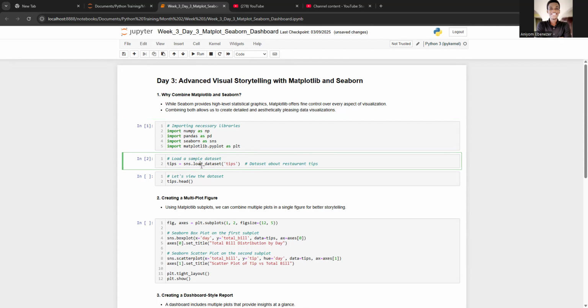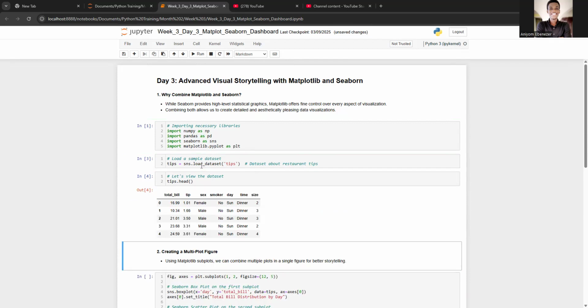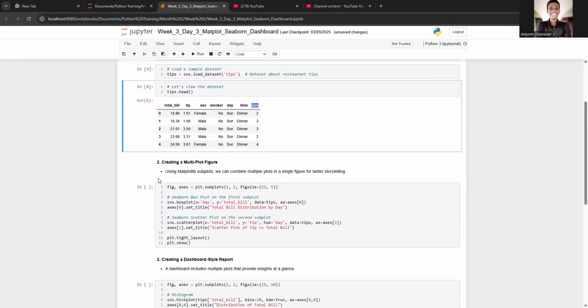So we load the data. When we load it, we can view it to see. So we see the total bill, and we see the tip, right? We see sex, male or female, and smoker: is the person a smoker or not? The day, the time, and then the size of the party.